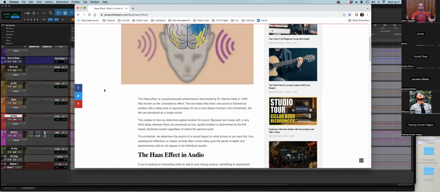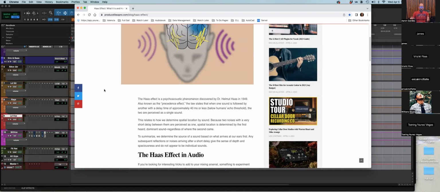Anything past that 40 milliseconds now starts sounding as a slight flam, a slap echo. Okay, that 40 milliseconds, if we extrapolate that into what roughly 1 foot converts to in milliseconds, it's about 11 milliseconds.